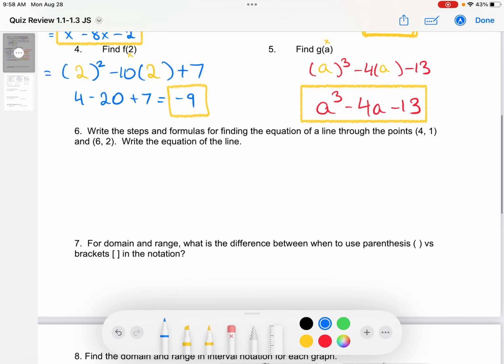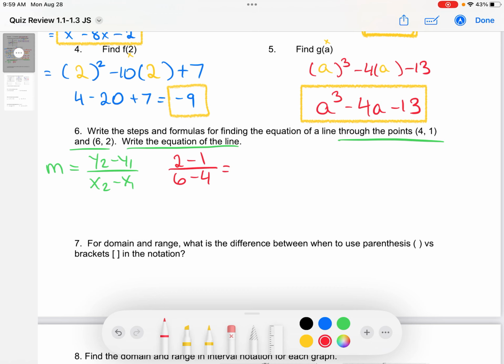So let's look at number 6. We want to write these steps and formulas for finding the equation of a line through these 2 points and writing the equation of that line. We have 2 points. We need an equation of a line. We need to find slope. That slope would be y2 minus y1 over x2 minus x1. So then finding that slope, 2 minus 1 over 6 minus 4, that slope is 1 over 2.